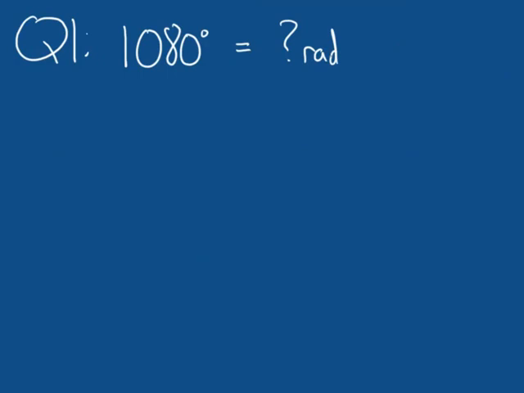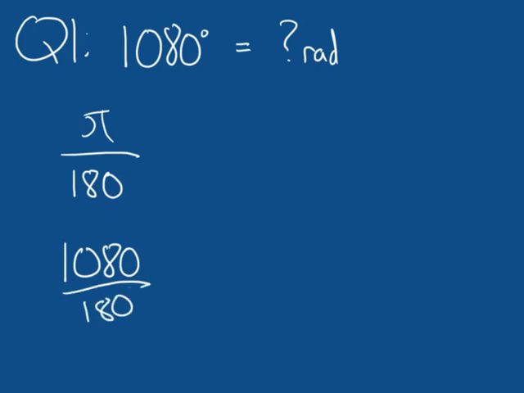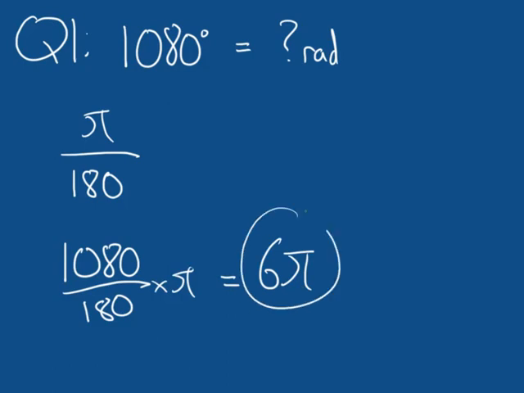Okay, welcome back everyone. So, yep, very simple. We're converting from degrees to radians, and we know that our conversion factor for converting from degrees into radians is to multiply our degree value by pi over 180. That means we're going to divide by 180, and then we're going to multiply by pi. So we're going to take our 1080, divide it by 180, multiply that by pi. Well, 1080 divided by 180 is 6, so that means that 1080 degrees is 6 pi radians. So that is the answer for question 1.